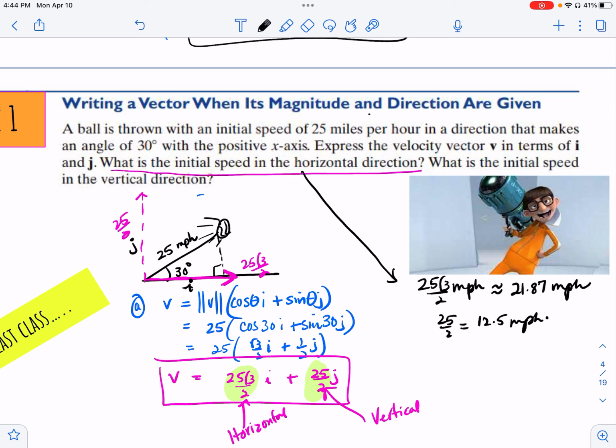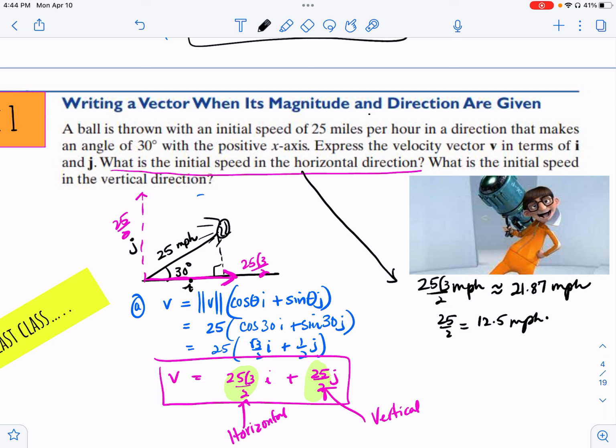And the other thing was to be able to write a vector in ij format, which we covered in the last class. That vector can be written in ij format, where i represents the horizontal component of the vector and j represents the vertical component. The formula goes: the magnitude of the vector times cosine of the angle, with an i for horizontal, plus sine of the same angle, with a j for the vertical component. So we're going to be using that formula as well. Let's move on to the first example here.